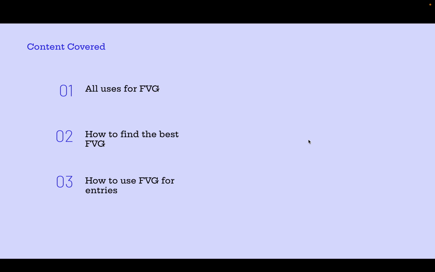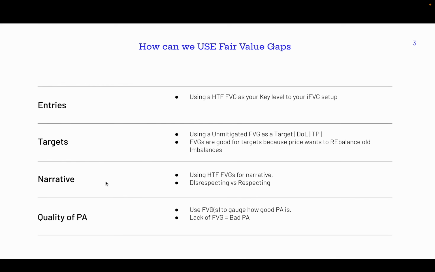Okay, content covered. What can you expect for this video? Well, all uses for fair value gaps, how to find the best fair value gap, and then how to use that best fair value gap before an entry. So what are the uses? Well, obviously, as I just said, the entry, using a high time frame fair value gap as your key level for your inversion fair value gap setup, or like CISD, whatever. I use inversions, so that's all I'm going to be talking about. And then targets, using an unmitigated fair value gap as a target.